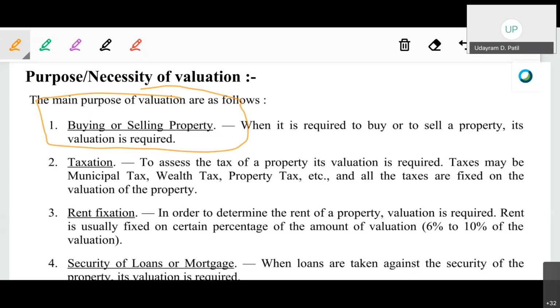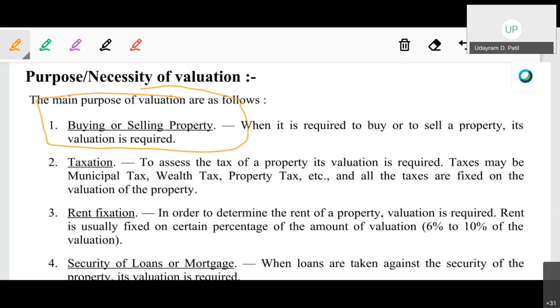Because the seller might overvalue his property, I will need a fair assessment from the valuator of whether the property is really of that value. If the seller is overvaluing that property, then I'm not going to continue that deal, because that will be a loss for me.